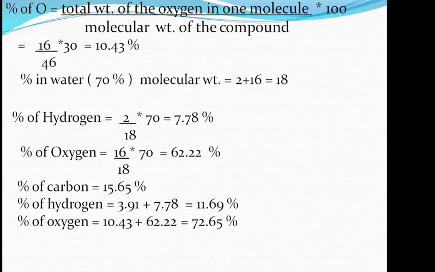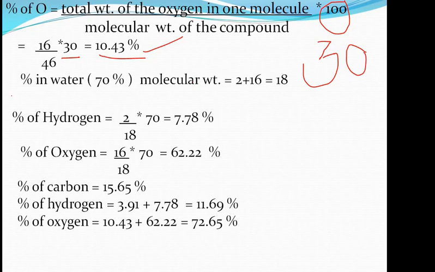Okay, next. Now, percentage of oxygen atom. Again, total weight of the oxygen in the one molecule, molecular weight of the compound. Not 100. It is 30. Again, it is 30. We are not writing here the 100, it is coming 30. Right, the value is 30. 16 by 46 into 30, 10.43%. So this calculation of hydrogen, oxygen and carbon atom is in the case of ethyl alcohol. Its formula is C2H5OH. Clear?